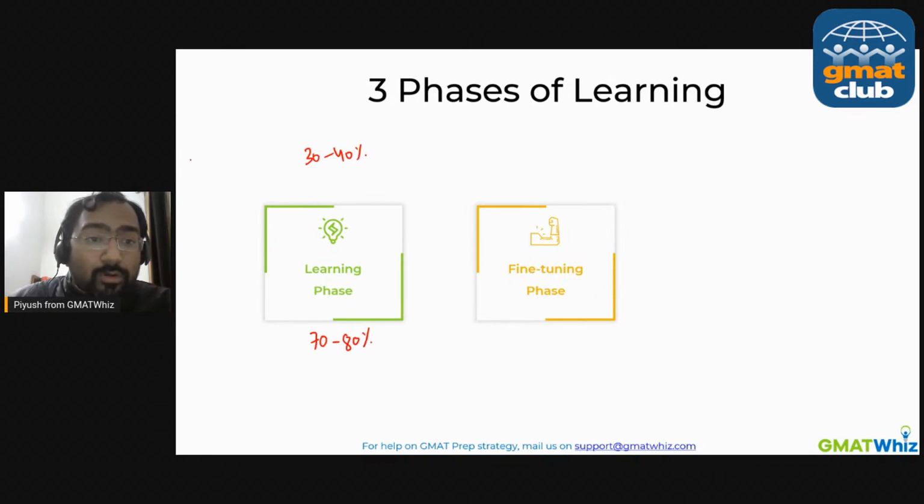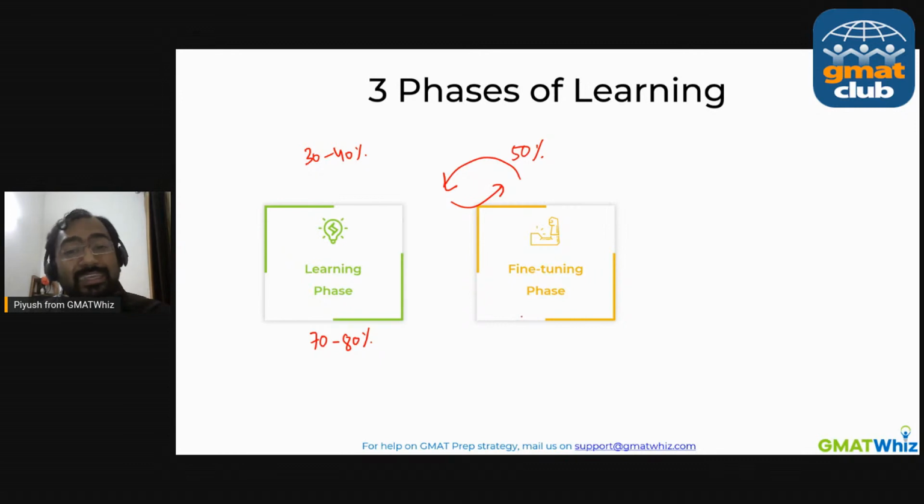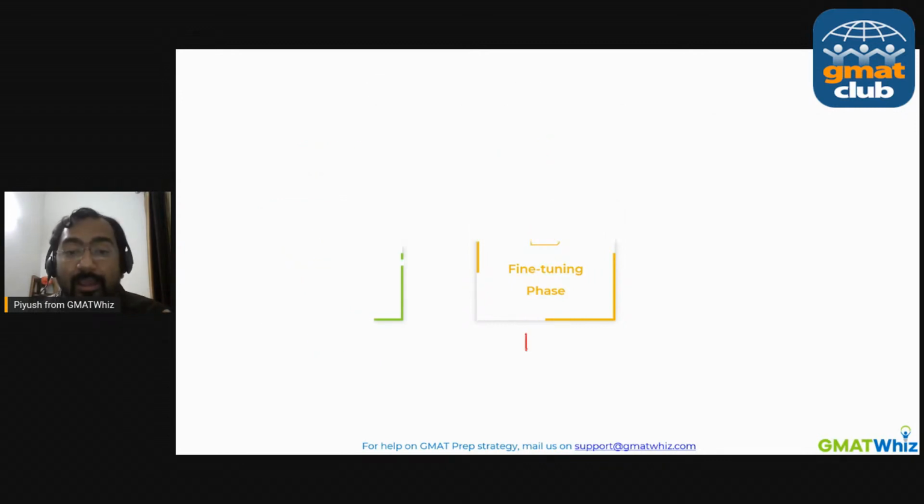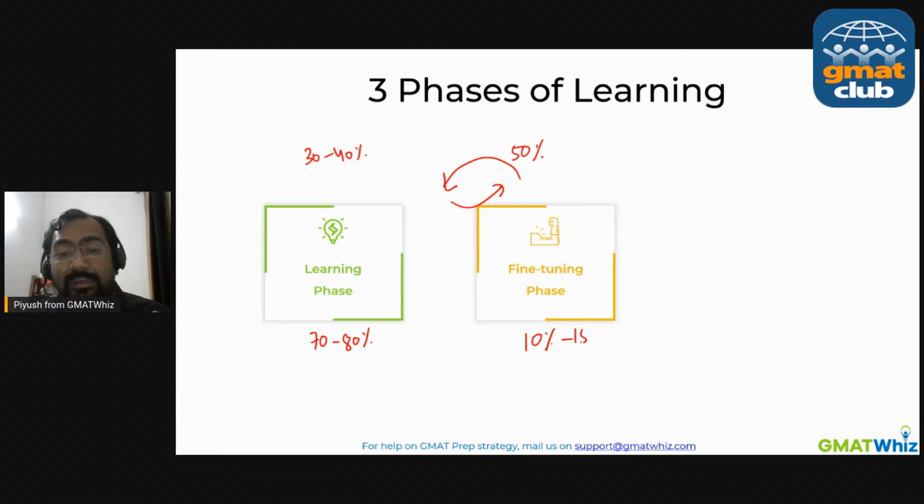Now, people who take a long time to prepare for the GMAT end up spending about 50% of their effort over here. And trust me guys, this is a never ending loop. They go from this to that to this, and it takes a lot of time and effort. In many cases, people even give up. And people who are preparing in the right way generally spend about 10 to 15% of their effort in this phase. So these are people who prepare in the optimal amount of time, and these are people who take 2x to 3x the time required to prepare for the GMAT.